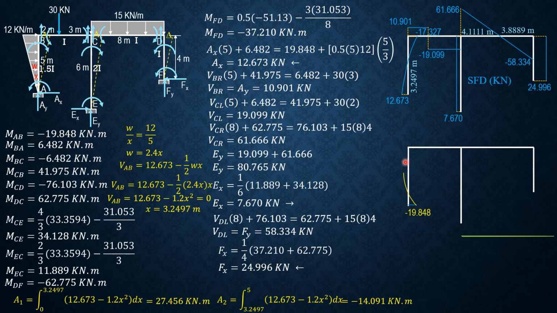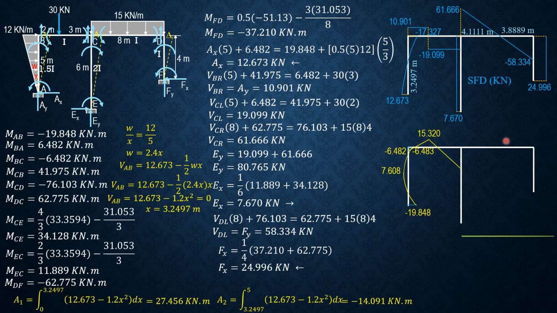negative 6.482, then plus 10.901 times 2, straight line. So we have 15.32 minus 19.099 times 3 is negative 41.977. Then shear at C just to the right is 61.666. Moment CD is negative 76.103 plus 1 half of 4.111 times 61.666 positive decreasing.